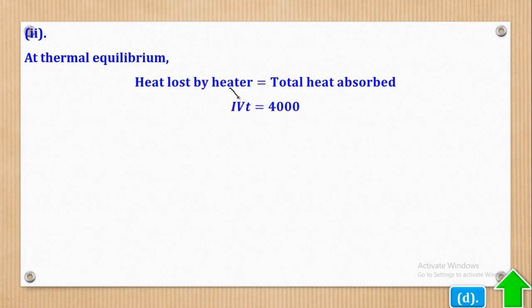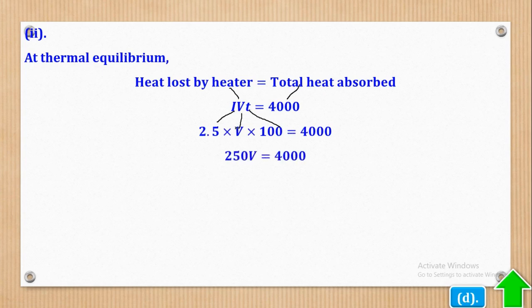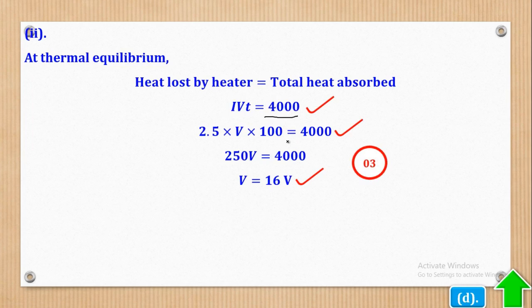Therefore, heat lost by the heater is IVT, and total heat absorbed, we already saw it as 4000. So I'll substitute for current and for time, and I don't know V. So V is the only unknown. Next is to make it the subject, and V is 16 volts. So 1 mark for stating the formula, 1 mark for substituting, 1 mark for the final answer.